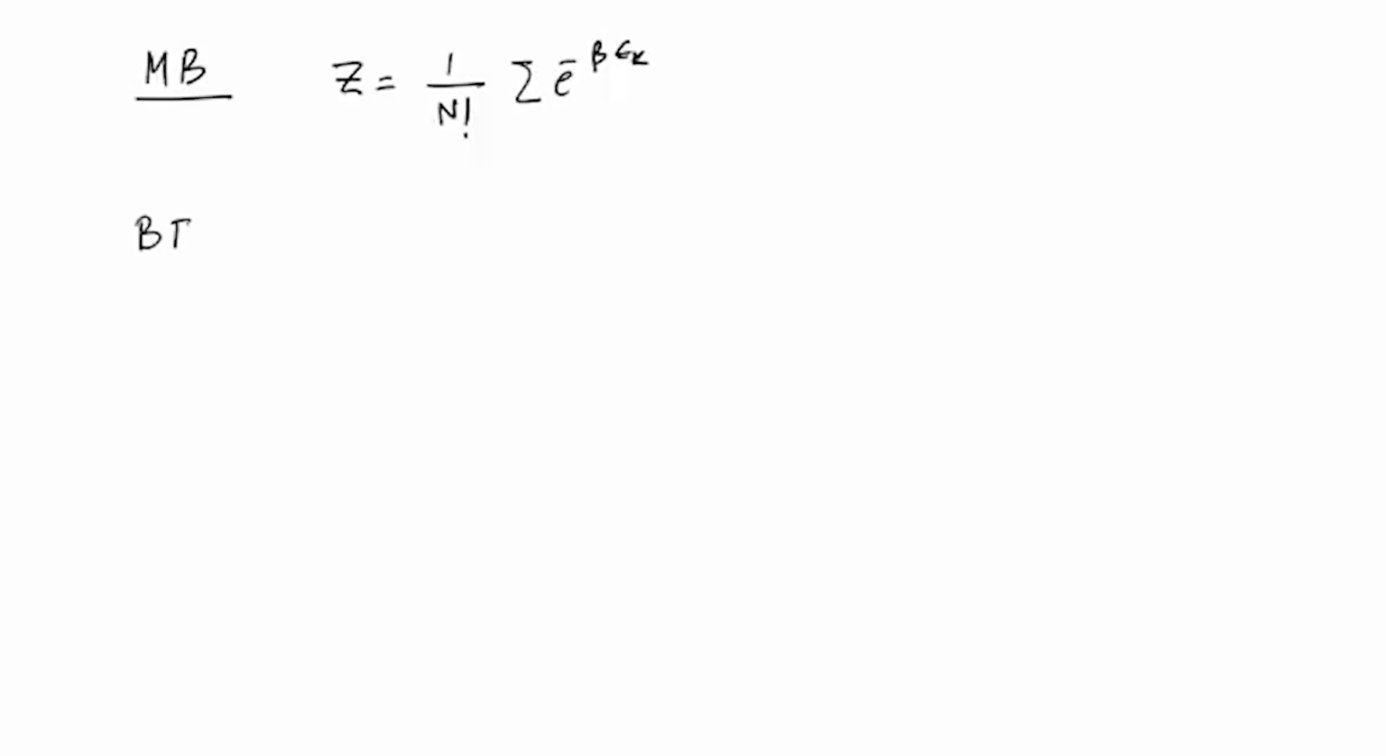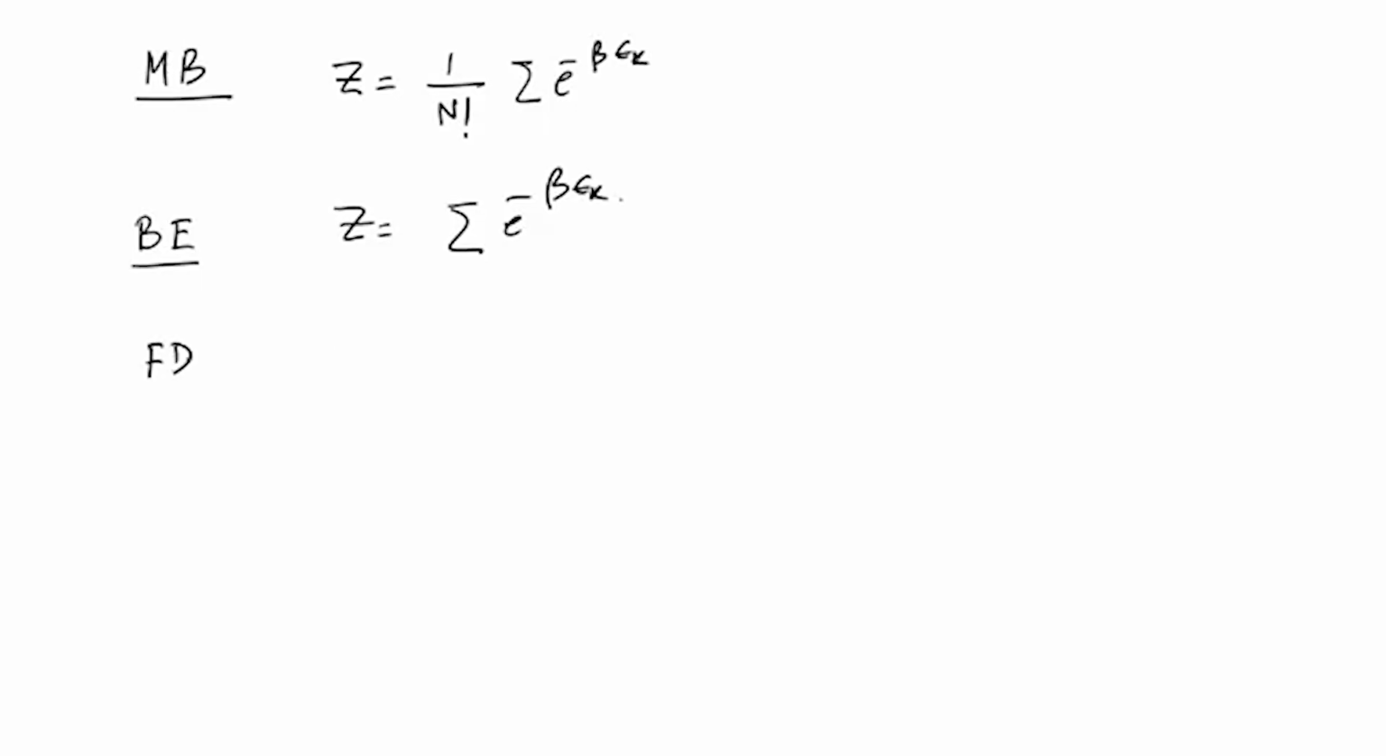In the BE distribution, there is no such division by n factorial, and the partition function is simply the sum over exponential minus beta e k. Now, a very large number of particles can occupy one quantum state, and when they do, they basically correspond to one state.